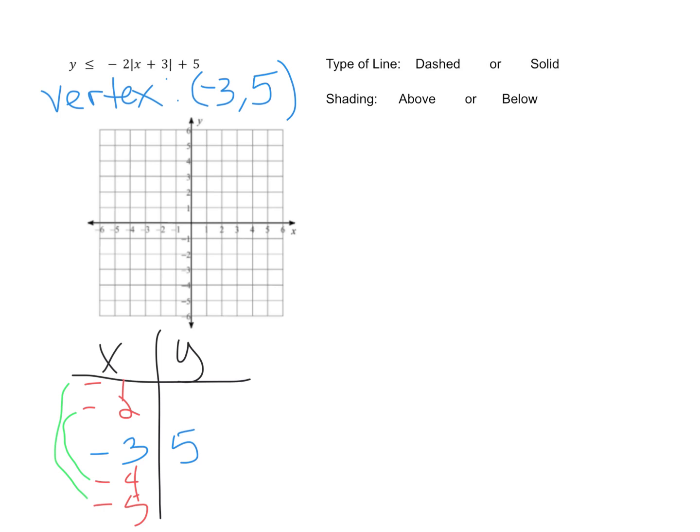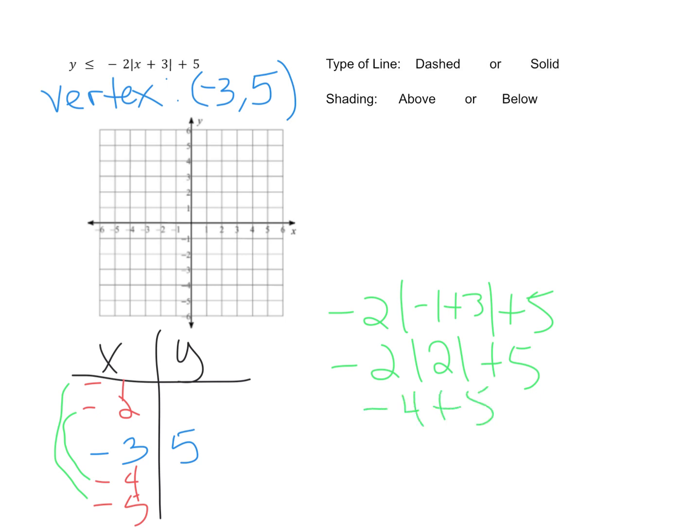So if I plug in negative 1, I have negative 2 times the absolute value of negative 1 plus 3, plus 5. Negative 1 plus 3 is 2. The absolute value of 2 is still 2, but I need to multiply by the negative 2 out in front to get negative 4, plus 5, which gives me a value of 1. So I have my point negative 1, 1, and I also have negative 5, 1.